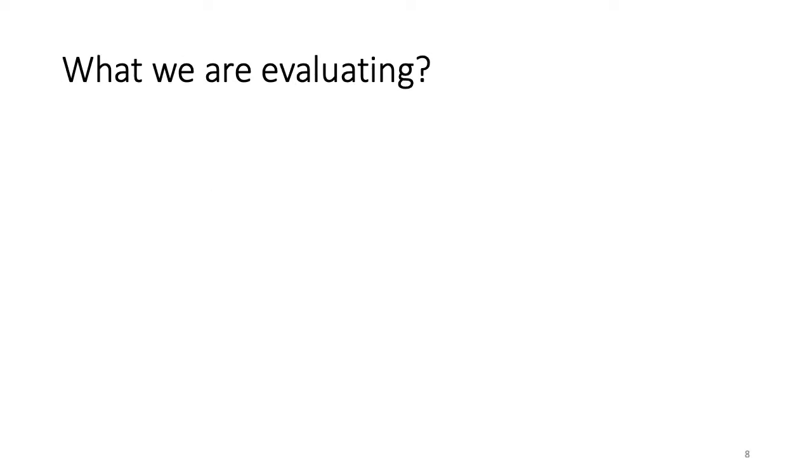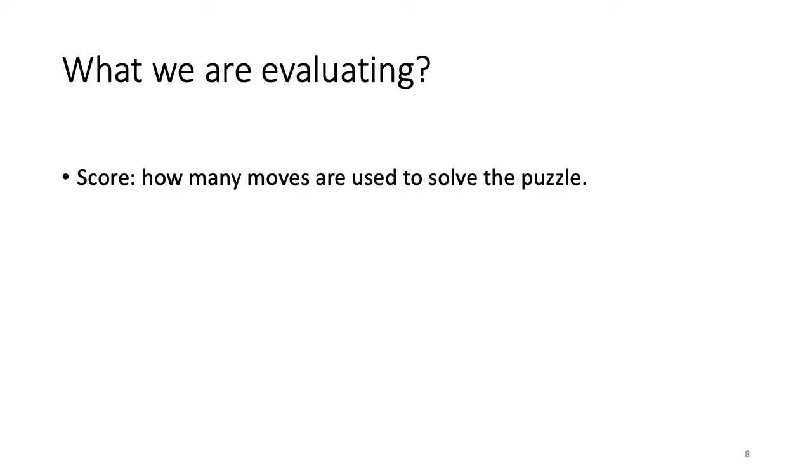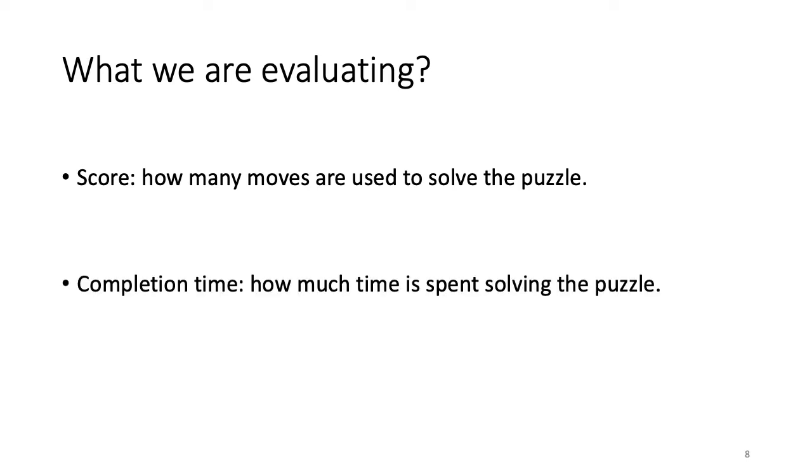In this study, we have two dependent variables, score and completion time. The score is the number of moves used to solve the puzzle, and the completion time is the amount of time used to solve the puzzle. This will become clear when we explain how the game works.